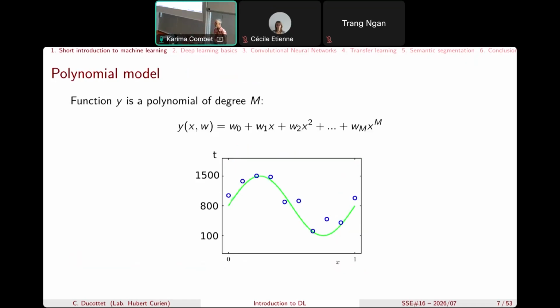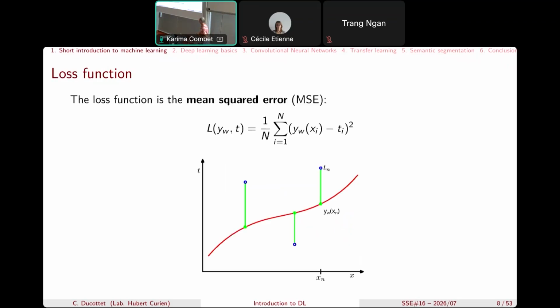So if we take this very simple problem, you may know that we could do it by a regression, for example, with a polynomial. So if we take a polynomial of degree m, we could try to fit the coefficient of this polynomial in such a way we are close to the target values that we want.